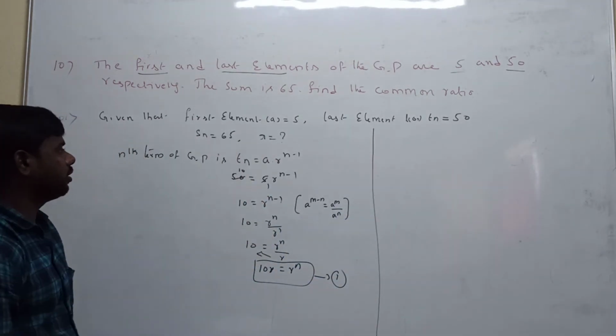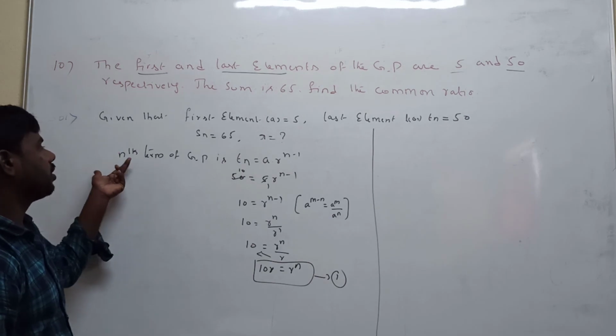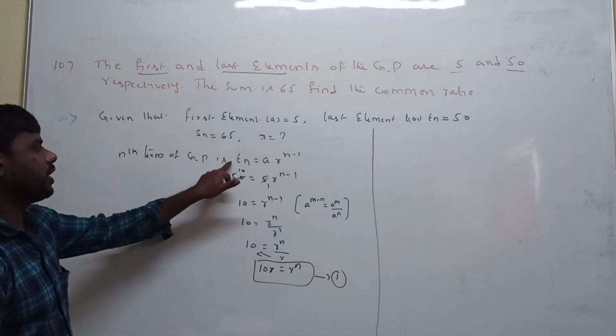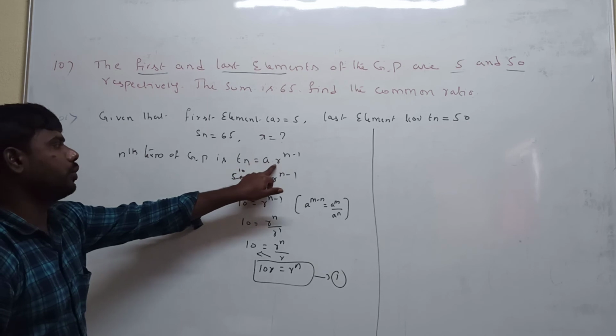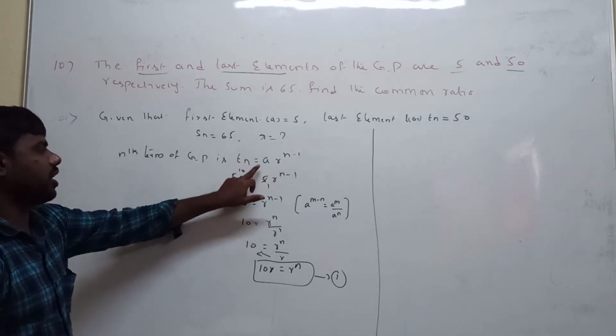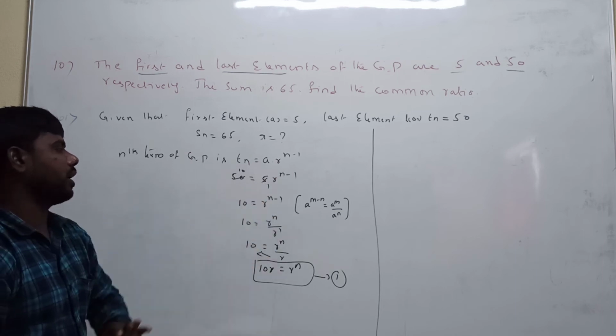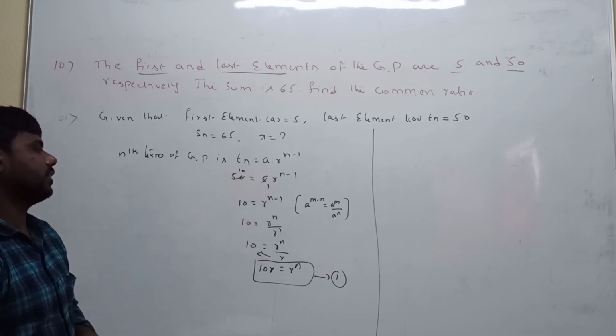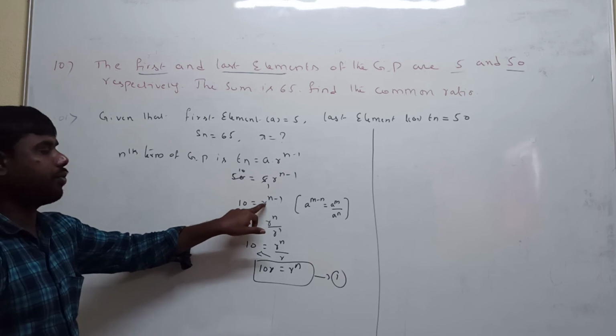So listen once again. Now we are applying the nth term of the geometric progression: Tn is equal to a into r to the power of n minus 1. The given value is 50 is equal to a value 5 into r to the power of n minus 1. 5 times 10 is 50. So 10 is equal to r to the power of n minus 1.